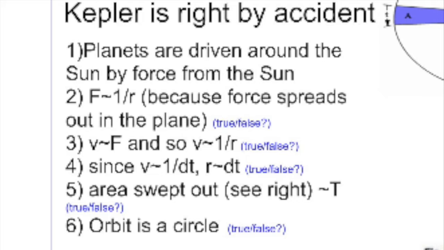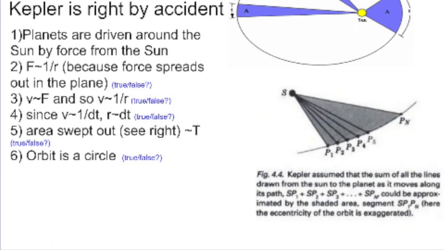He also assumed that the area swept out, therefore, would be proportional to the overall time, which is, again, approximately true. And he kind of reasoned with this picture here that the radius is kind of sweeping out a bunch of area, and so the amount of time it would take would be proportional to the area being swept out there.